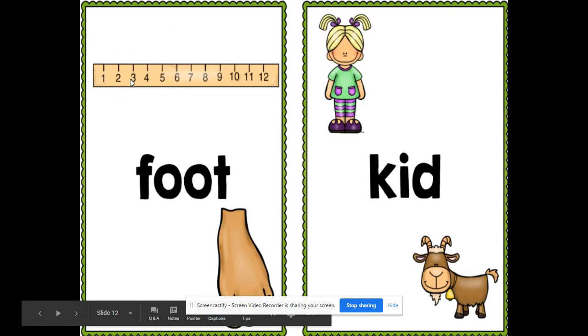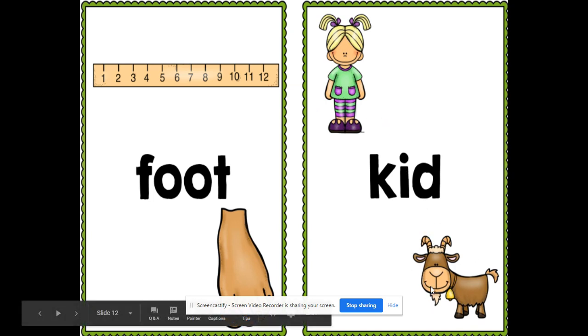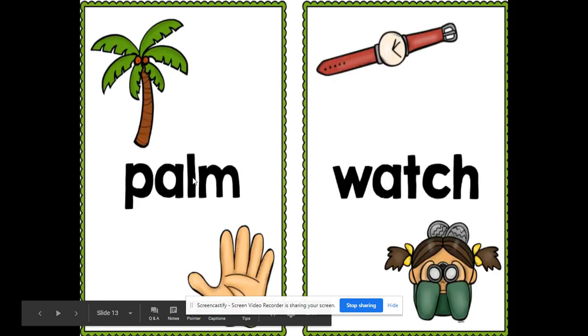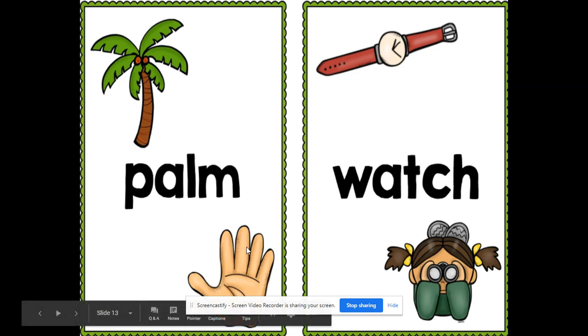Foot. Foot can be a unit of measurement, so 12 inches equals a foot, or it can be your foot, like a body part. My foot hurts. Kid. Kid can mean a human child, or kid is also a baby goat. So you don't want to get those mixed up. Palm, a palm tree, or the inside of your hand is your palm.